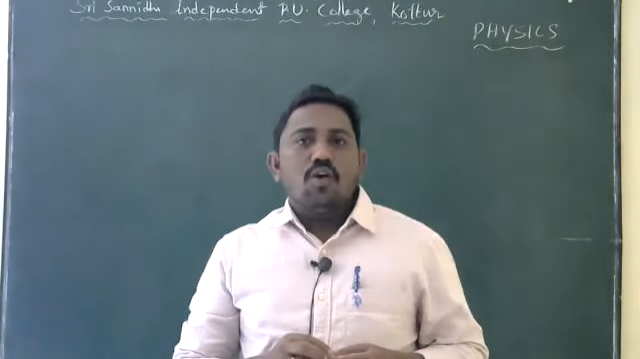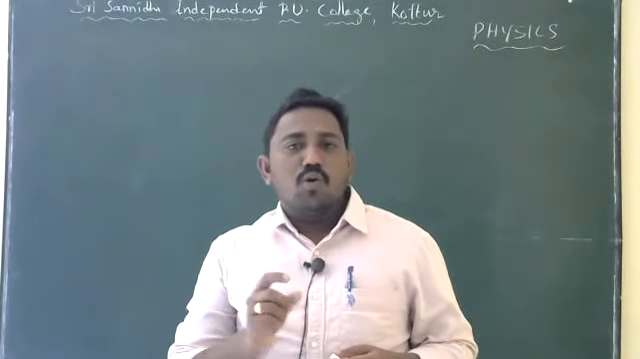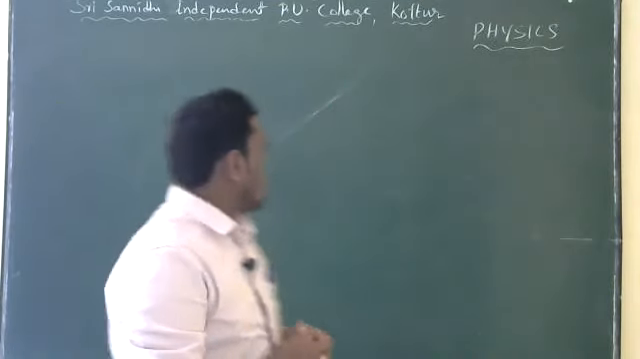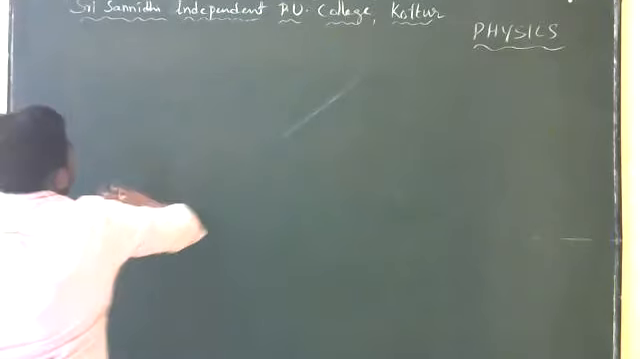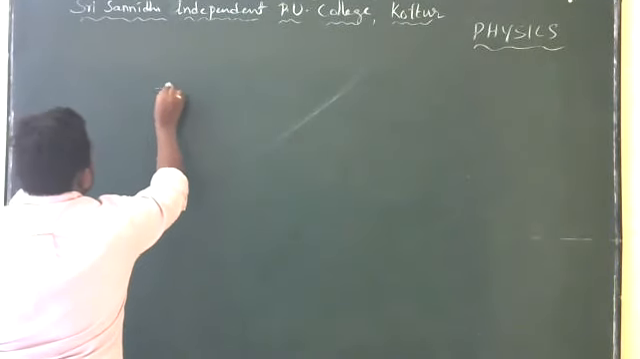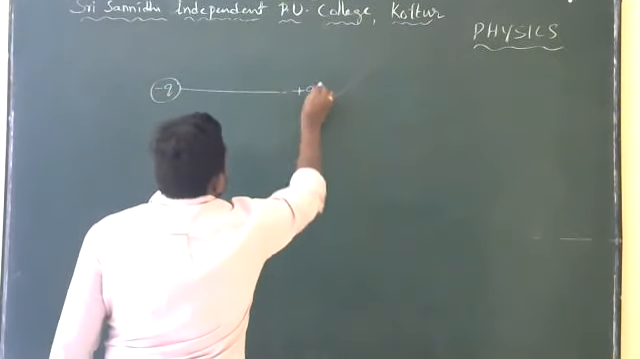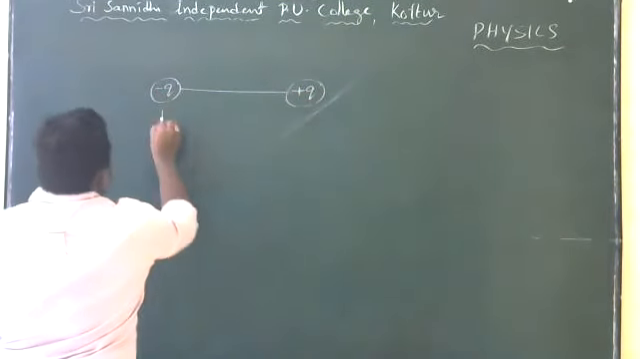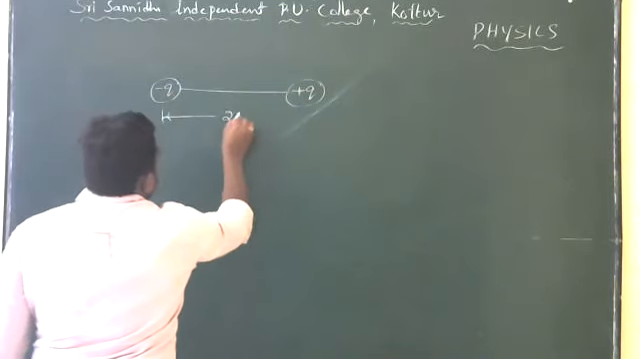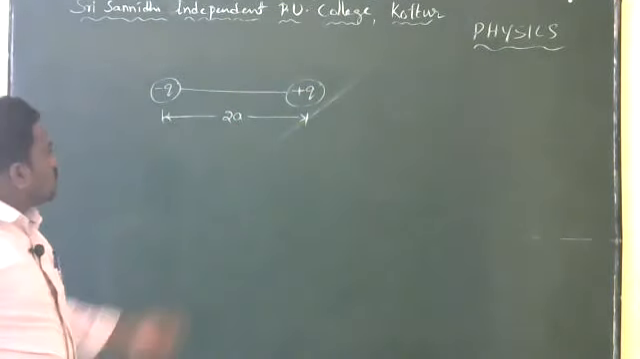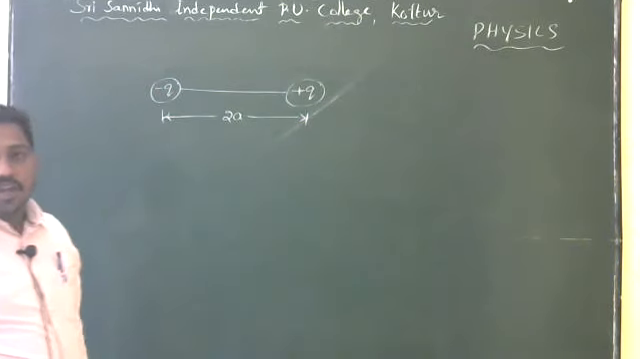Two equal and opposite charges separated by a small distance is called an electric dipole. One is the minus q charge and the other is the plus q charge. These two charges are separated by a small distance, 2a. The distance between the two charges is 2a. This is called the electric dipole.